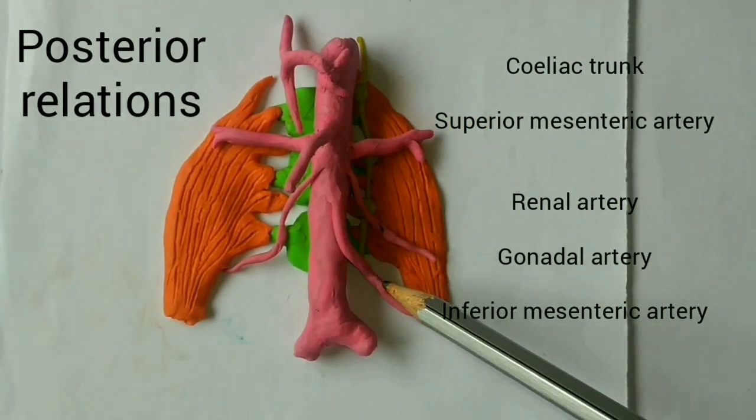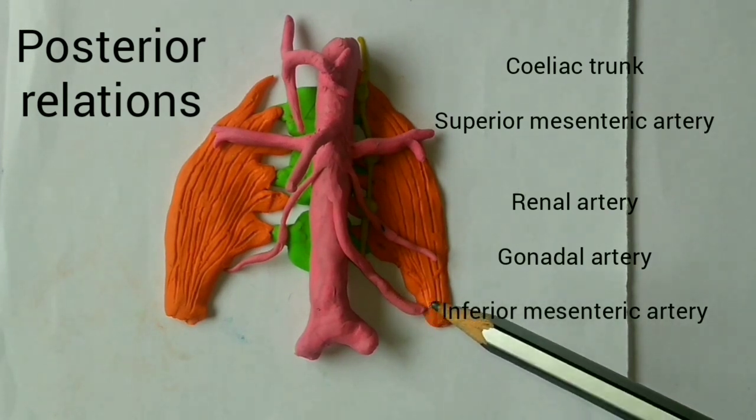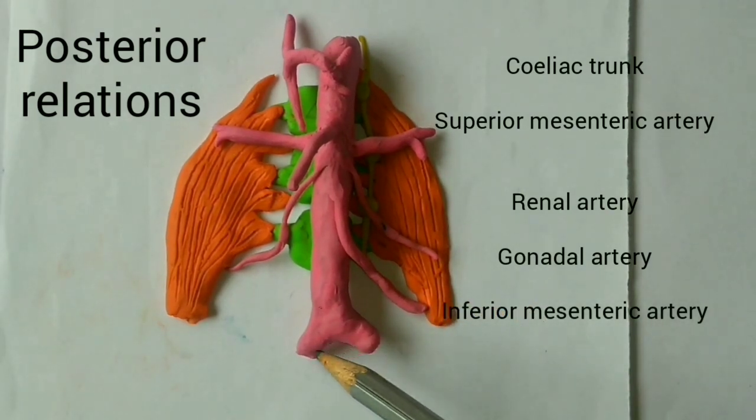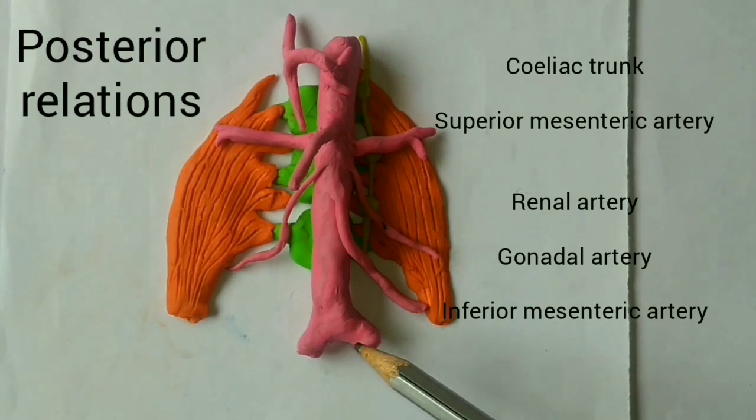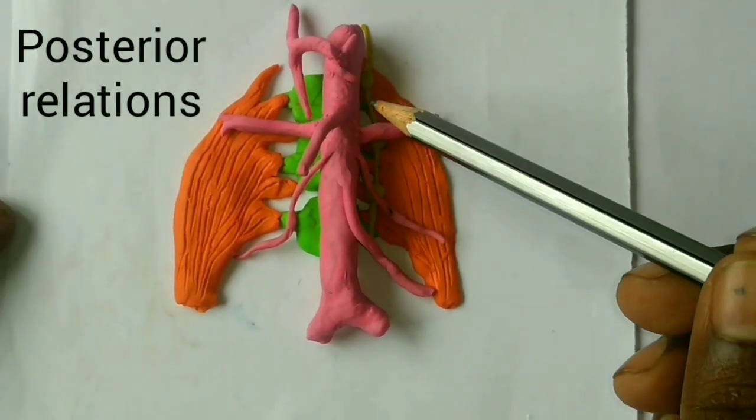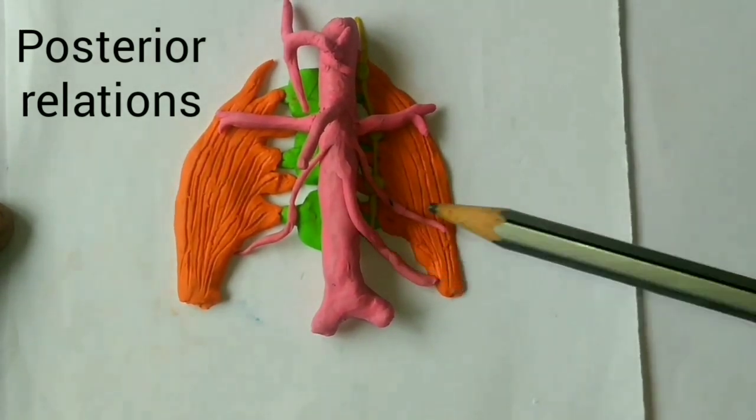This is actually the inferior mesenteric artery. Okay, then last the terminal branches, there is the common iliac artery. So this is what we should know about the aorta.